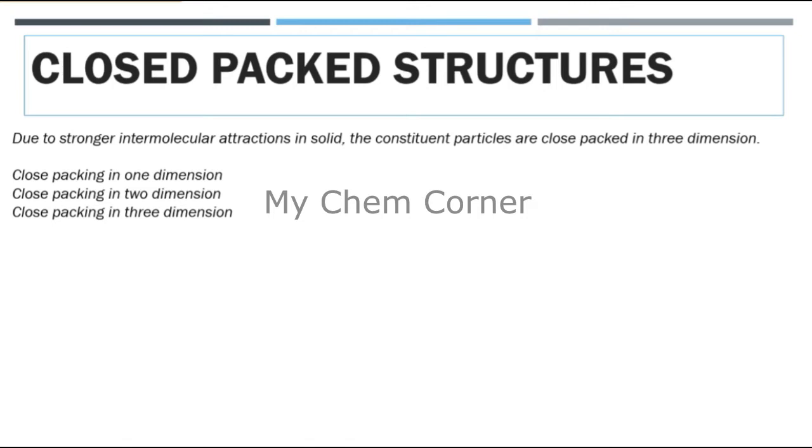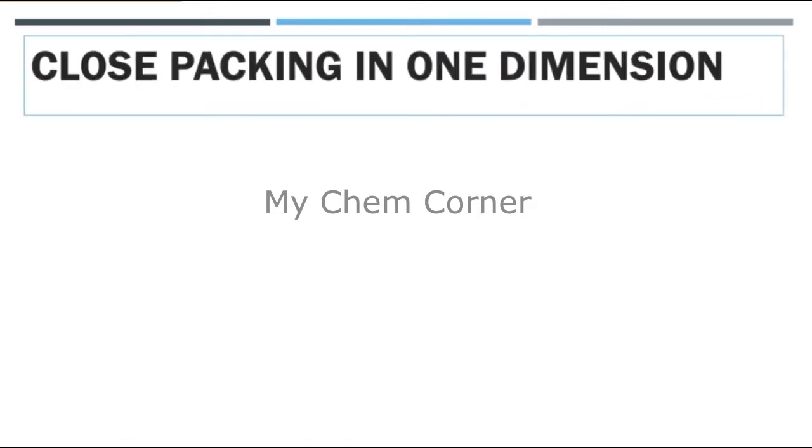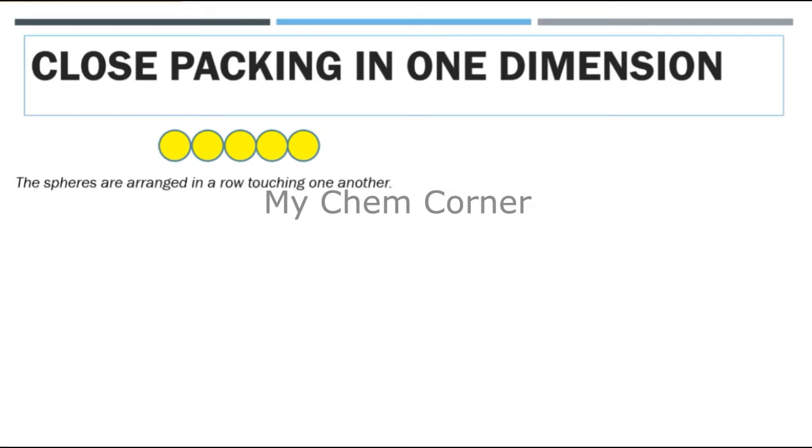So let's move into each one in detail. We'll move into the close packing in 1 dimension. Now what do you mean by 1 dimension? It's just that all the atoms are placed only on one particular axis. So here I have a diagram. Now here if you see, the atoms are placed just in a row, along one of the axes. The spheres are arranged in a row touching one another. They are in contact with one another. That's why we say solids are closely packed.